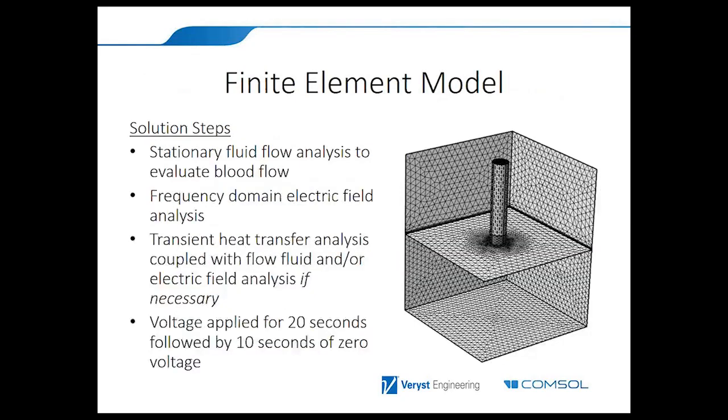So for the specific model we have here, the solution steps were as follows. First, a stationary fluid flow analysis just to get the blood flow around the electrode, and then the electric field analysis, and then the transient heat transfer analysis. Now, if there's no change in properties, that heat transfer analysis can actually be decoupled from the fluid and the electric field analysis, but in practice, the conductivities change, and also even the density, but most likely the conductivity is the one that changes the most, and maybe the viscosity. So you need to couple them in many cases.